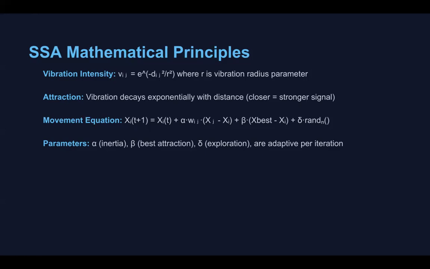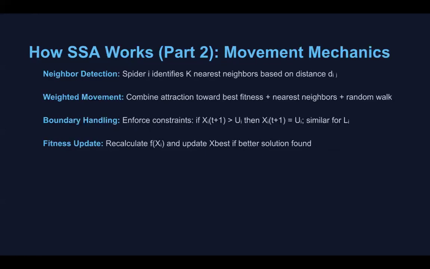How SSA works. In this slide, we have shown how SSA works. Neighbor detection tells us that each spider identifies the closest neighbor using the distance matrix, as explained by Arushi. The weighted movement combines attraction towards the nearest neighbor, the global best, and random movement for exploration.